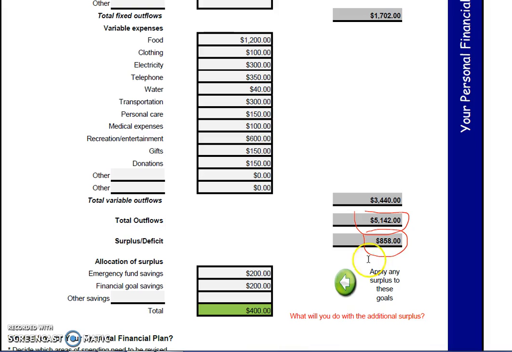Look over here to the allocation of surplus. The $858 surplus, how was it allocated? Well, in this example, there was only $400 allocated, $200 to emergency fund, $200 to savings. So the question is, what will you do with the additional surplus? Should account for the entire $858, not just $400, because this would be an actual statement. So that's what I was looking for on the cash flow statement.